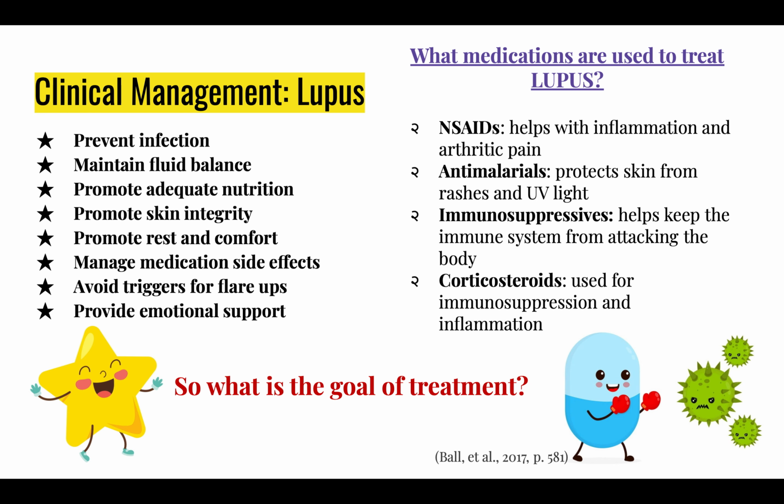And so what is the goal of treatment? The goal of treatment is to relieve pain, control inflammation, preserve joint function, prevent deformities, achieve remission of disease, minimize side effects of disease and treatment, and promote natural growth and development.